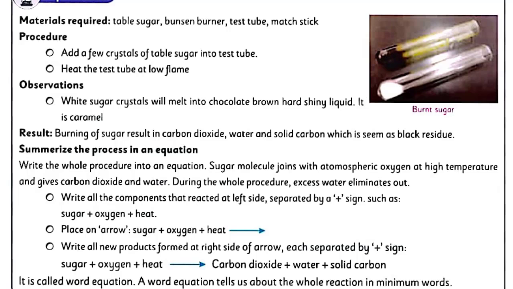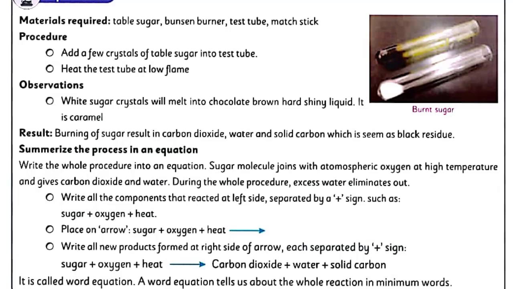Summarize the process in an equation. Write the whole procedure into an equation. Sugar molecule joins with atmospheric oxygen at high temperature and gives carbon dioxide and water. During the whole procedure, excess water eliminates out.